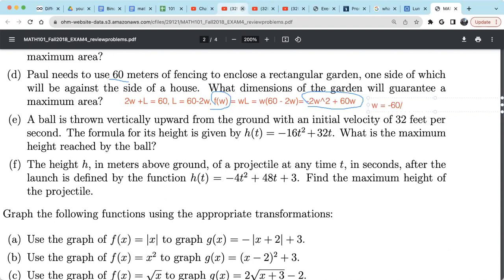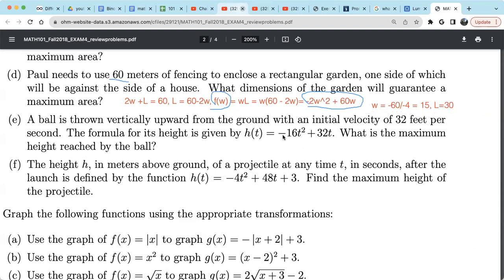A is negative 2. So 2 times negative 2, that's negative 4. Negative 60 divided by negative 4, that's positive 60 divided by 4, that's 15. Okay, so W equals 15. L equals 60 minus 2W. Well, 2W is 2 times 15, which is 30. 60 minus 30, which is 30.